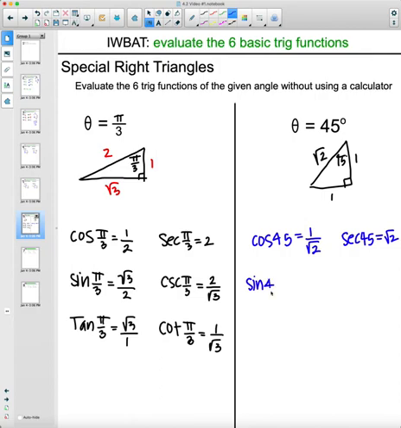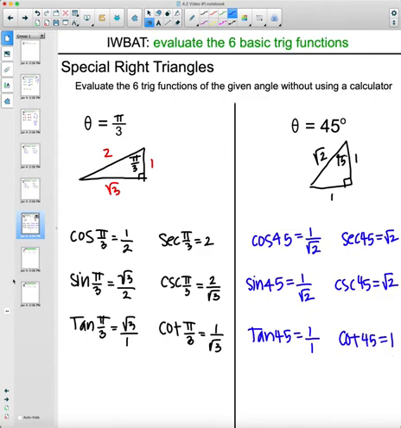Sine of 45 is going to be opposite, which is 1, over hypotenuse, which is square root 2. So sine and cosine are the same when it's a 45-degree angle. Cosecant then of 45 is going to be square root 2. Tangent of 45 is going to be opposite side 1 over adjacent side 1, so just 1. And then cotangent, if you flip that, is just going to be 1 as well.